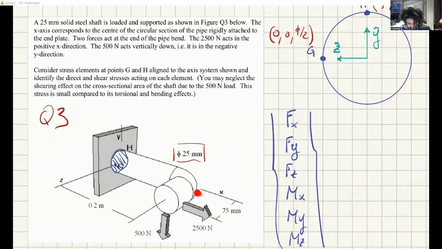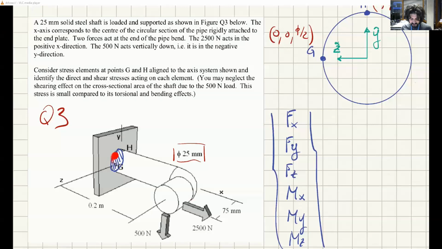2500 Newtons in the x direction, we have a given set of axes, so we must use these ones that were given. And the 500 Newton acts vertically down in the negative y direction. Considering stress elements at point G and H, so let me show you. Point G and point H are here, and this is the section of interest. So the section we are interested in is this one, because that's where G and H live.